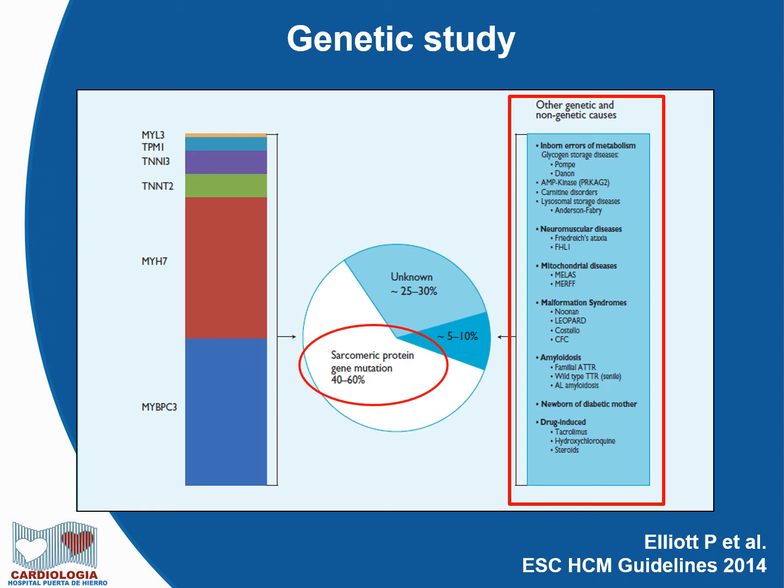And just to end up, I want to underline the importance of the genetic study. We can find sarcomeric gene mutations in 40 to 60% of patients, and in another 5 to 10% of patients, we need to find these other etiologies that I've been mentioning before, these other phenocopies. So thank you very much for your attention.